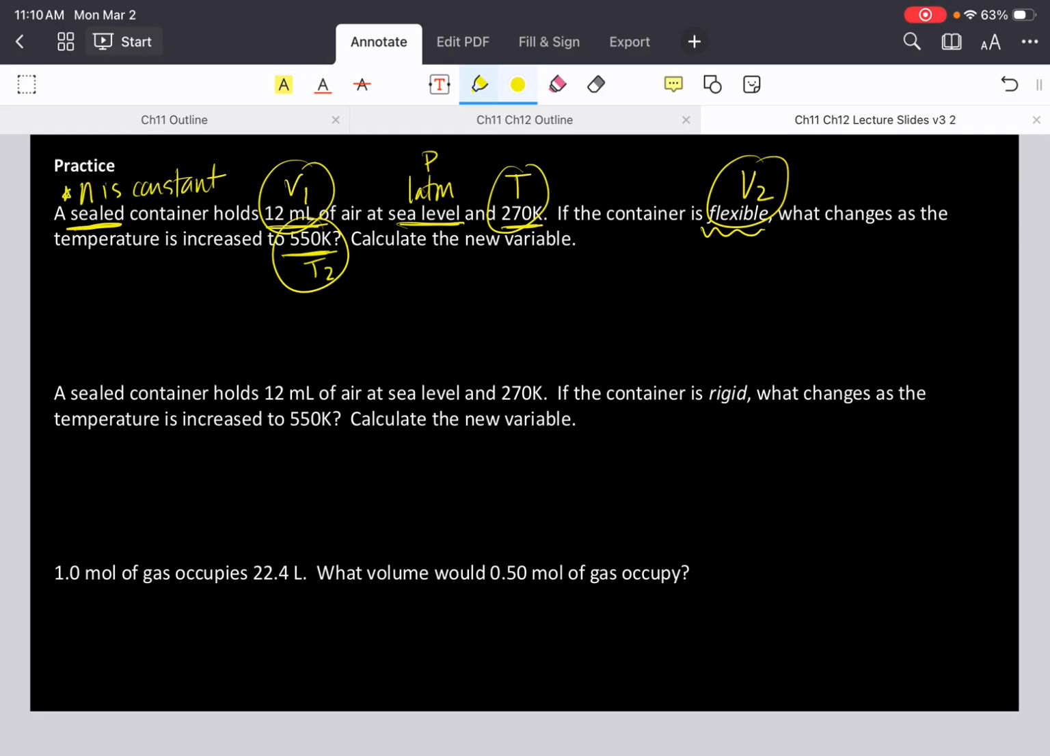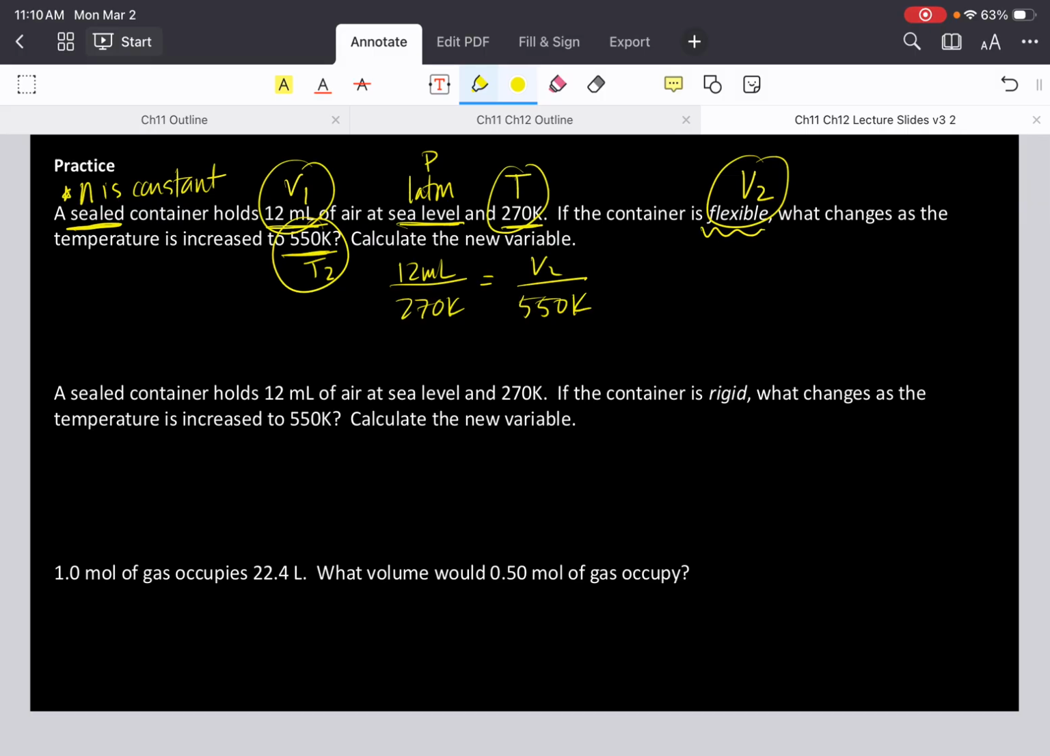So then we just set up our problem. V1 is 12 milliliters over 270 Kelvin, and this is going to be equal to our new volume over 550 Kelvin. And then we just have to solve, yes? Then it's just, can you do the math? Note that here, going back to KMT, temperature must always be in Kelvin. But the other things just need to match across the equal sign, yes?